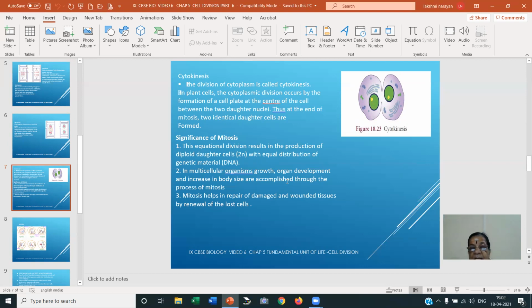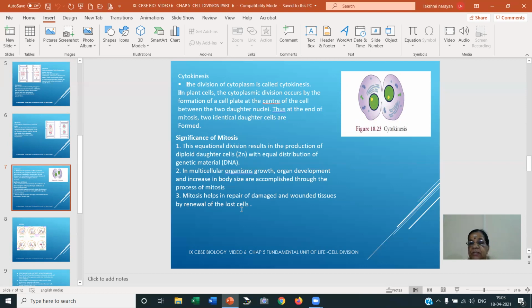And mitosis helps in the repair of damaged and wounded tissues by renewal of the cells. I hope you understand. Okay, so this is for mitosis. And for the significance, you can learn these 3 points. Please make a note and learn these 3 points of the significance of mitosis. Go through them for 2 seconds.